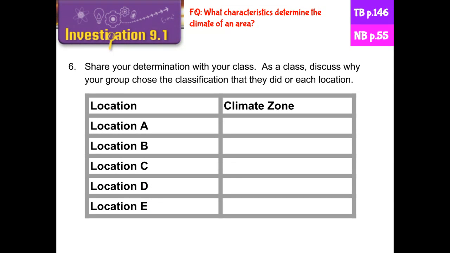And finally, number 6, you're going to have all the different climate zones for the 5 different locations, and you're going to want to include information as to why you chose that.